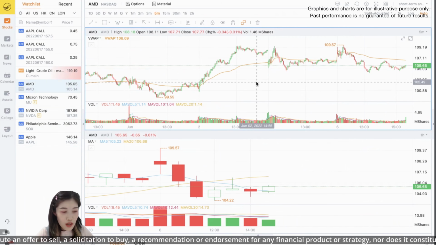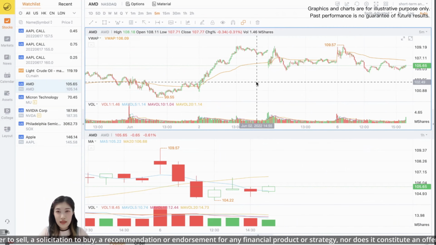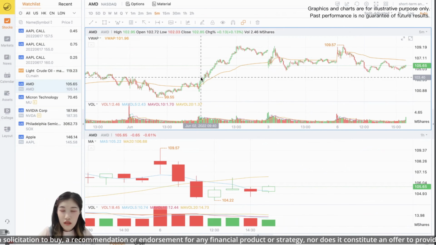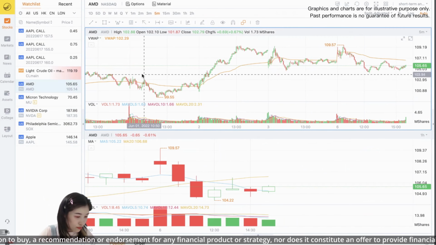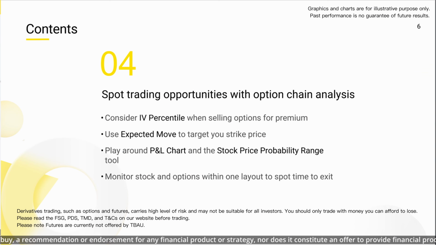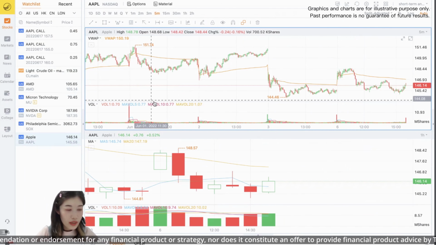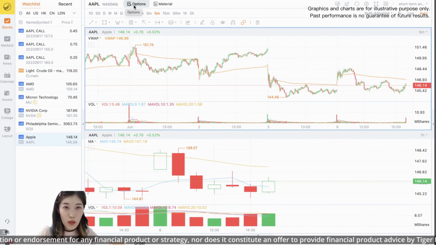So far, we have talked about some features that are tailored for stocks. Next, let's take a step up and look at some options. Okay, going back to Apple again, and let's click on options.